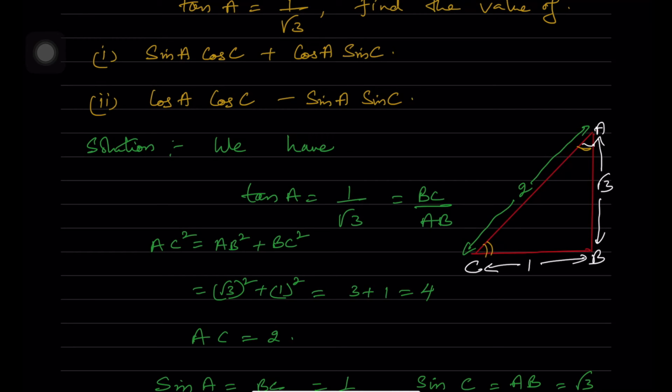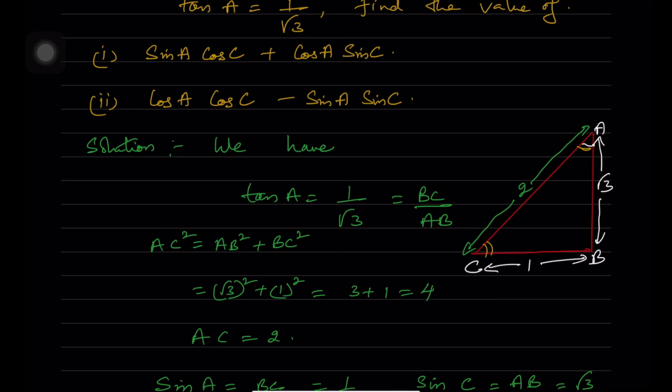So we have tan A is equal to 1 by root 3. Tan A is equal to 1 by root 3 means it is opposite by adjacent. So AB by AC is equal to tan A, BC by AB. It's not tan C, it's tan A. So therefore AB by BC is equal to 1 by root 3.